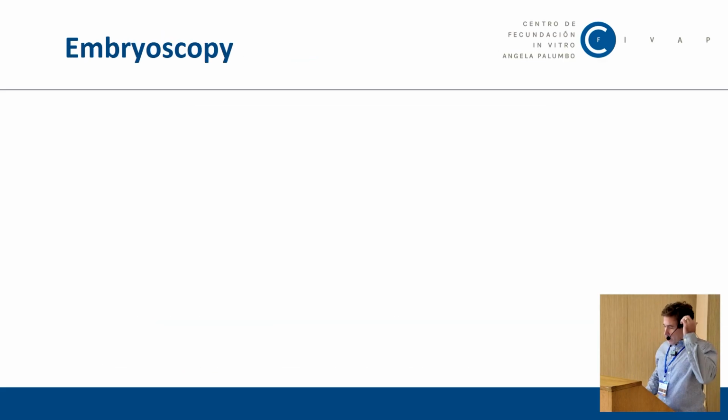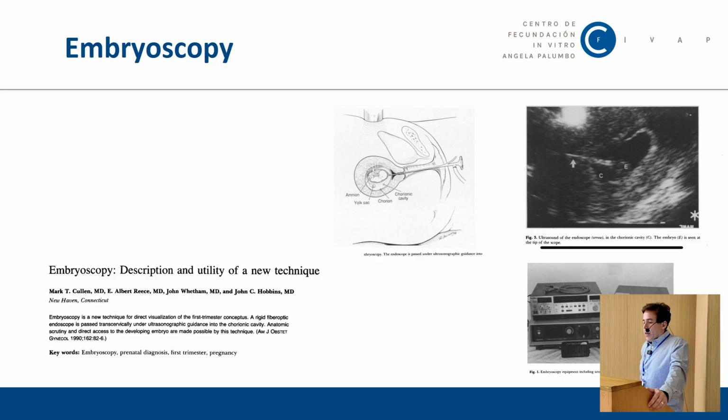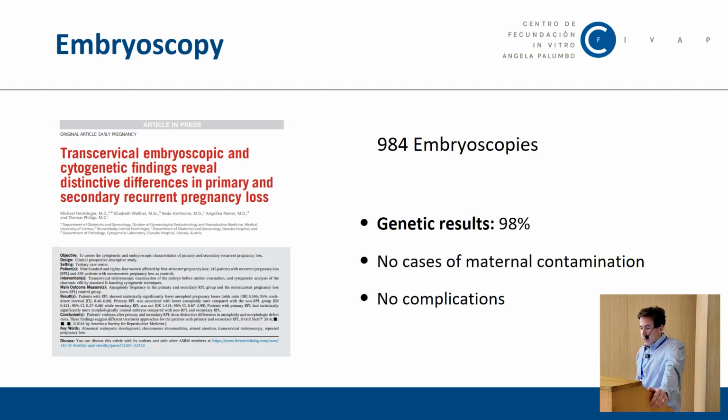So what's embryoscopy? Embryoscopy was first described in 1990 by Callen and consists of a uterine evacuation of the products of conception performed under hysteroscopic guidance. A study published in 2017 by Feitzinger reported 984 embryoscopies, and he showed that the genetic results were obtained in 98% of the cases, with no maternal contamination and no complications.